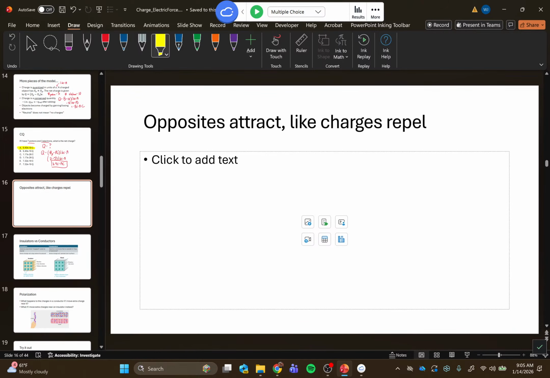This is not derived. This is not theoretical. This is experimentally observed. You're going to do this next week yourself. It's just one of those, it is what it is. There's not much in it, that's just a statement.